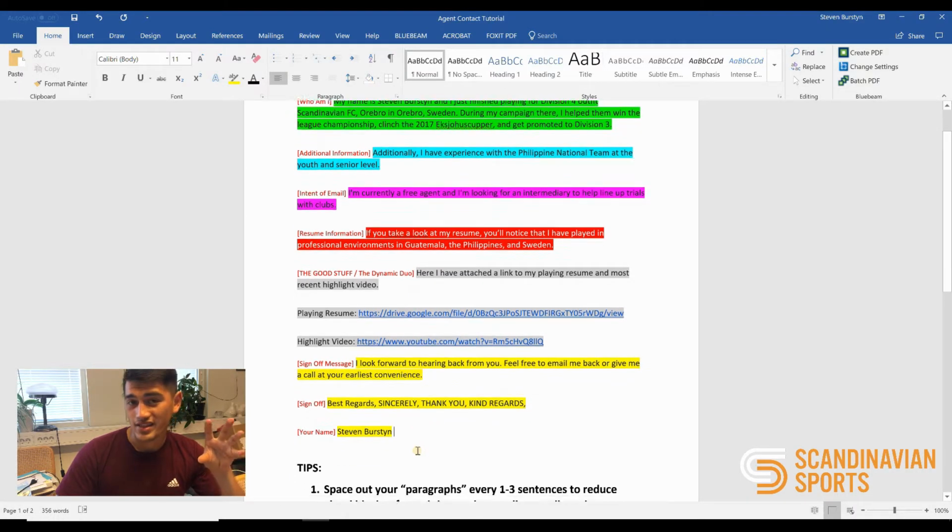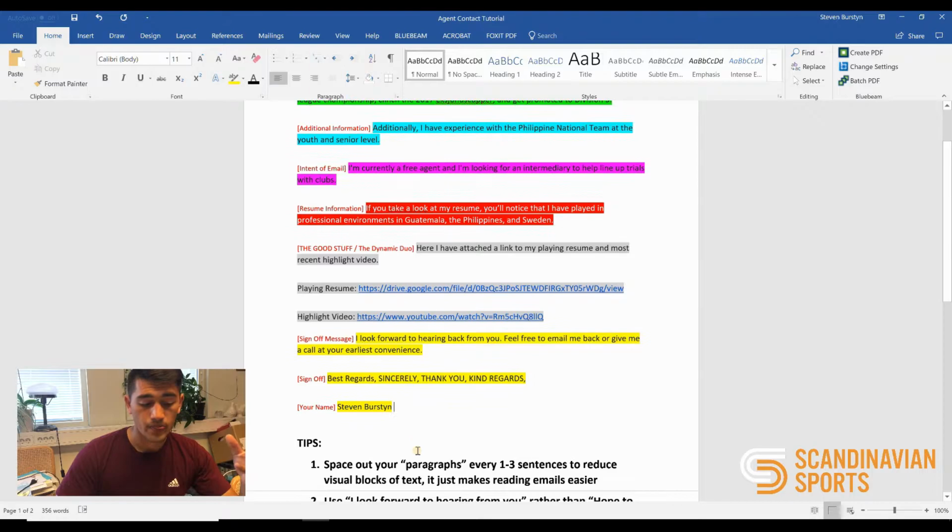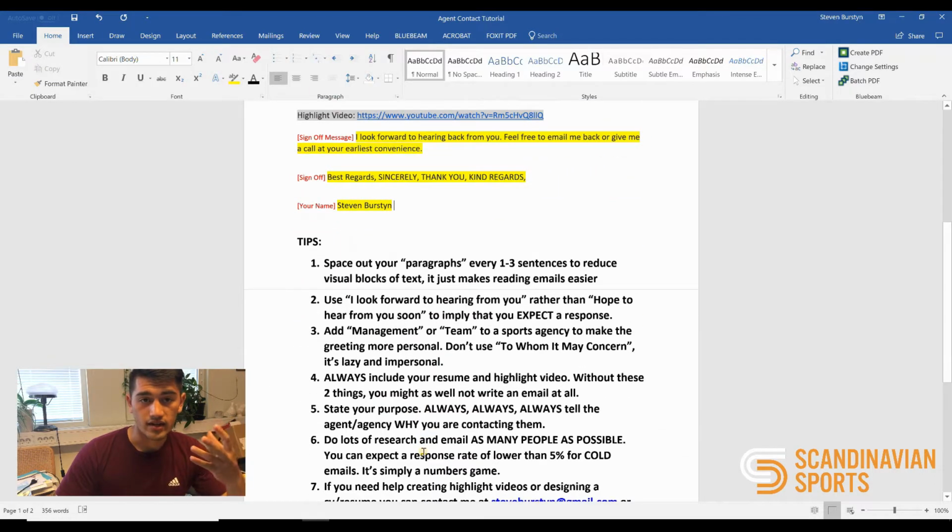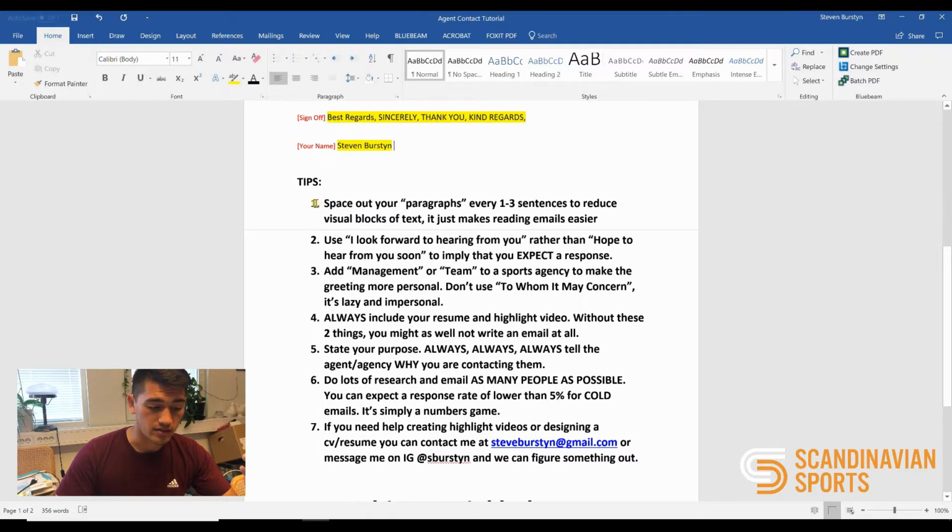So here are the 7 tips for just nailing an email to an agent or an agency. So the first tip here is to space out your paragraphs every 1 to 3 sentences to reduce visual blocks of text. It just makes reading emails a lot easier. So the second tip is use "I look forward to hearing from you" rather than "hope to hear from you soon," to imply that you expect a response.